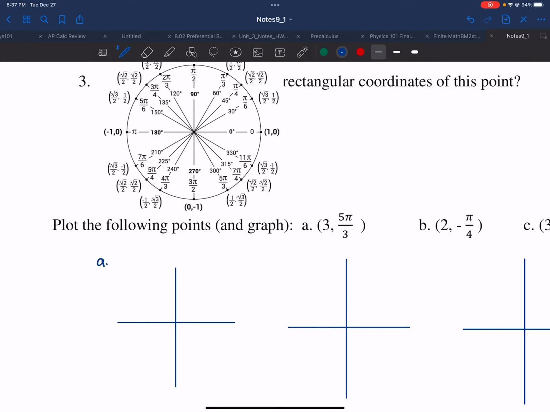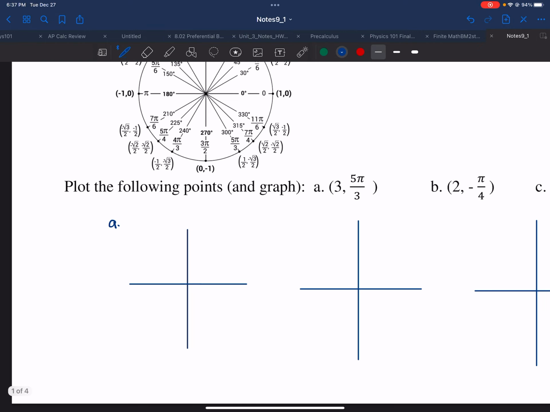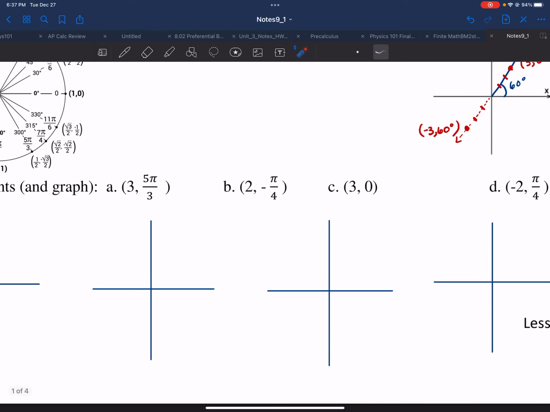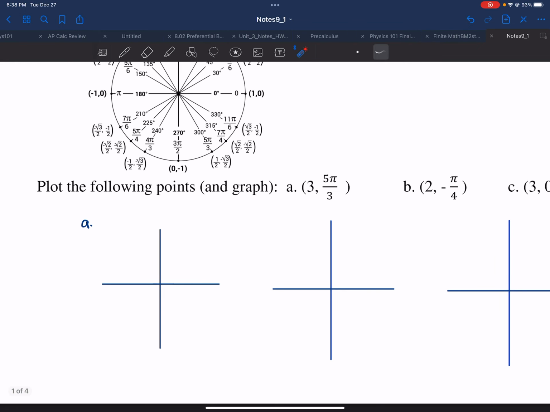Okay, the way we handle problems, we're here on page 1 of lesson 9.1, and I have problems A, B, C, and D that you were to work through. And the way we're going to do this is, if you have not yet done these problems, go ahead and pause this video and work on them on your own, and then come back and take a look.